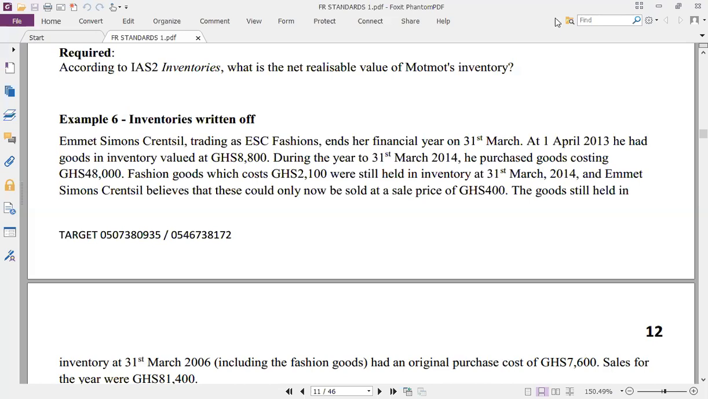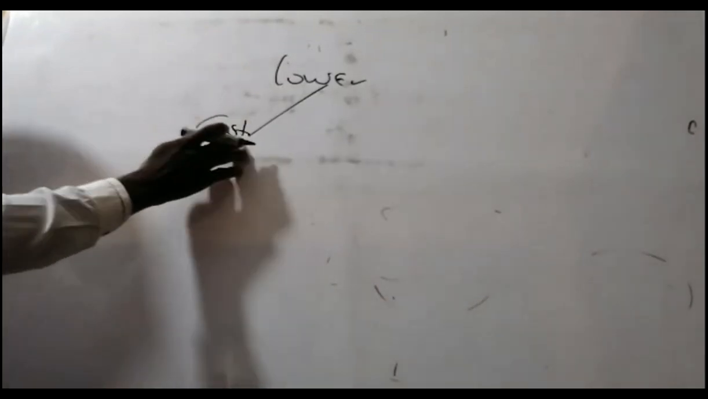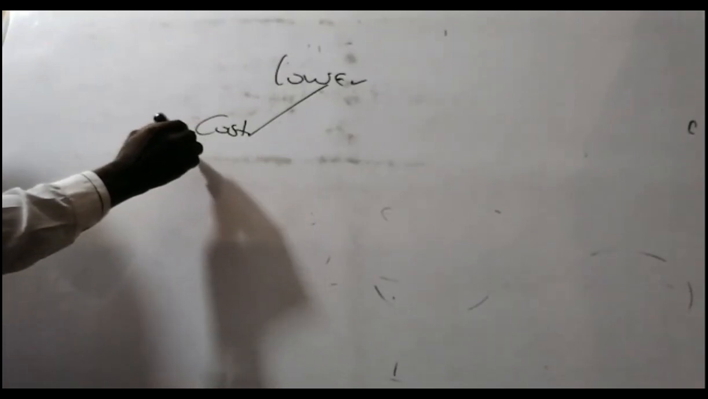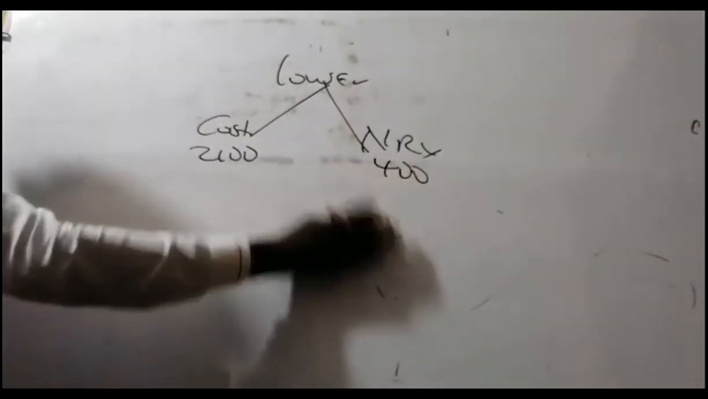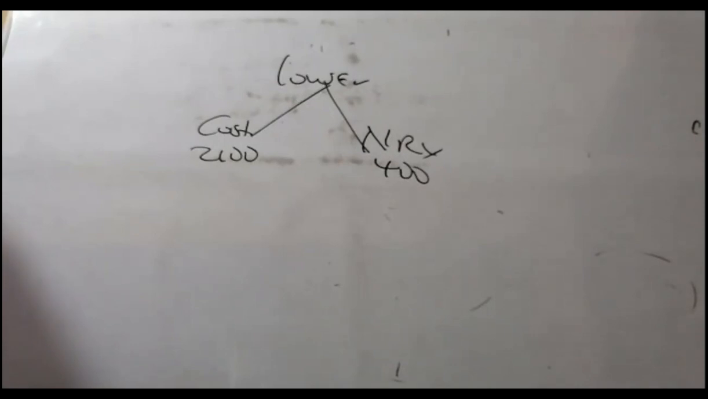So who can tell me the value of the inventory? Okay, Madam Doreen wants to tell us. The correct value for the closing inventory is 400. Why? Because of lower of cost and NRV. The cost is 2,100, but the NRV is 400.